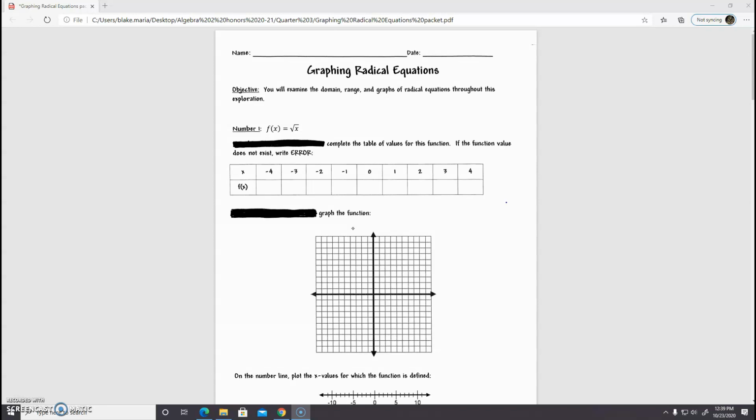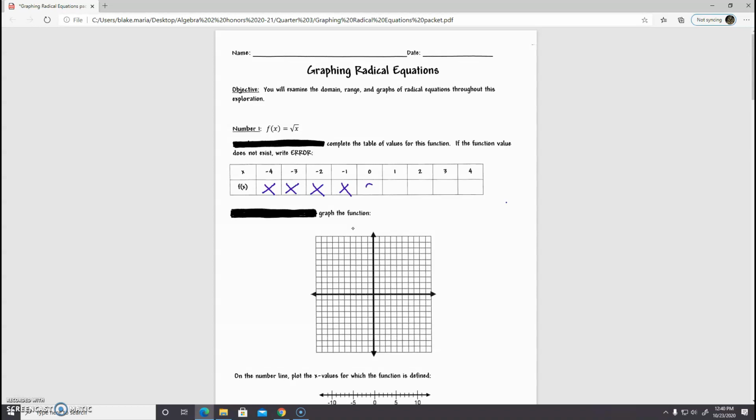So remember, square roots have limits, okay? Limits or restrictions on your domain, because we can't take the square root of a negative number. So in this, we know x has to be greater than or equal to 0. Which means when you plug in -4, again, it's imaginary. They tell you to write error. I'm fine if you just cross it out. Same thing with -3, -2, -1. So in this one, we don't want any of those negative values.